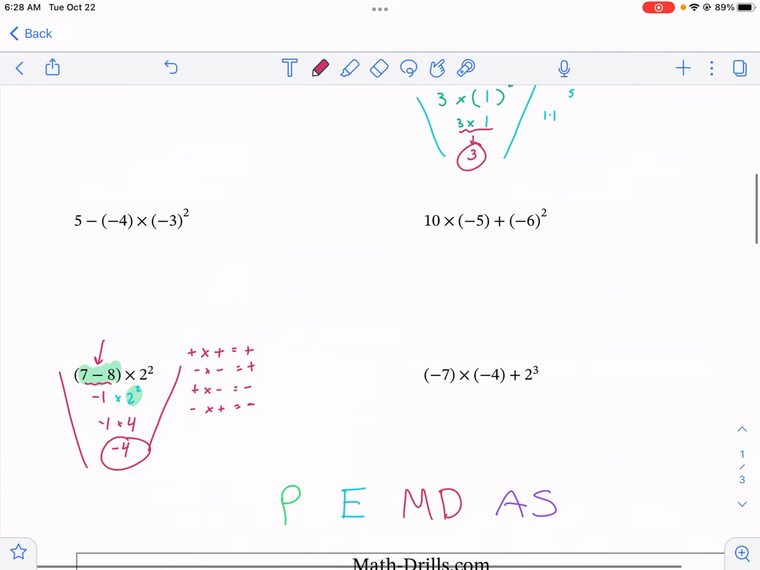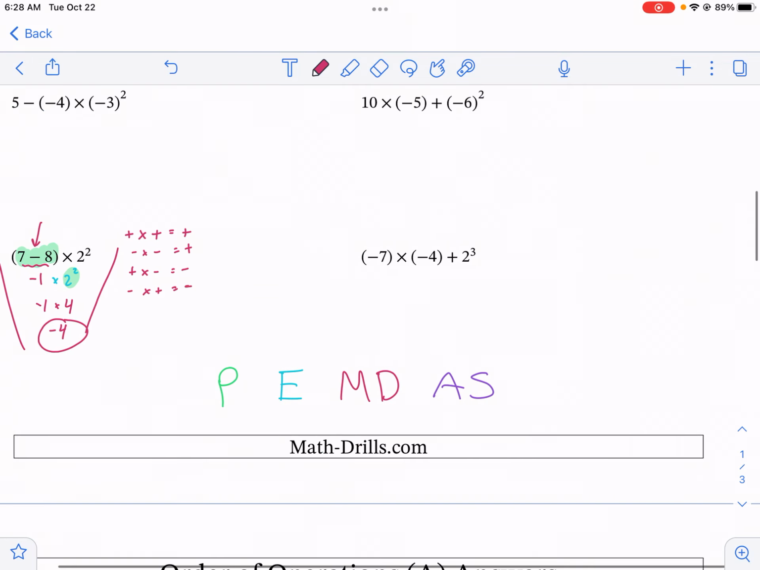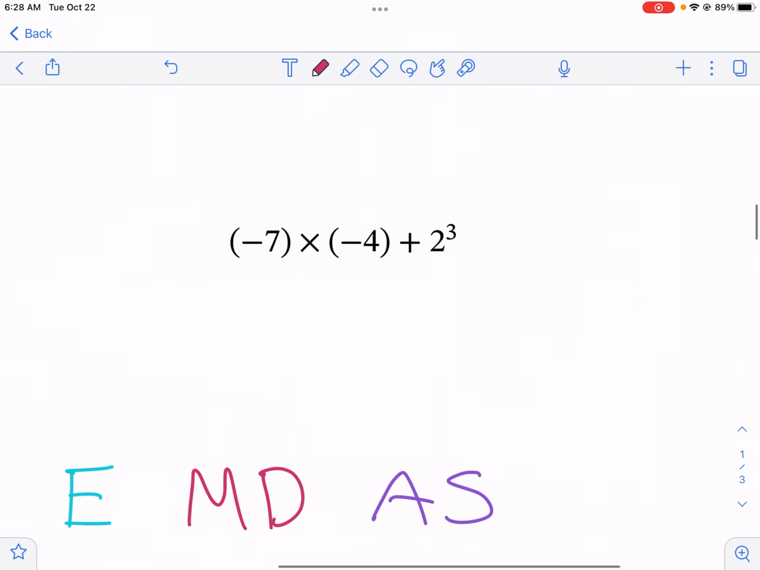Let's do a few more. I'm going to look for one that has a third power. Looks like the only one is down here. That's okay. So I'm going to start off with exponents because there's no parentheses. You're like, you're a liar. There's 2 parentheses here. But that's only to designate that it's negative numbers. So we're going to start off with this parentheses, and we have 2 to the third power. That's the same thing as 2 times 2 times 2. And that is going to be 8.